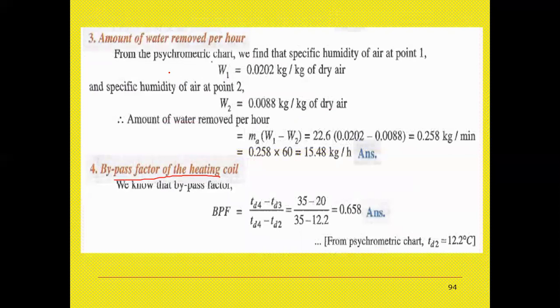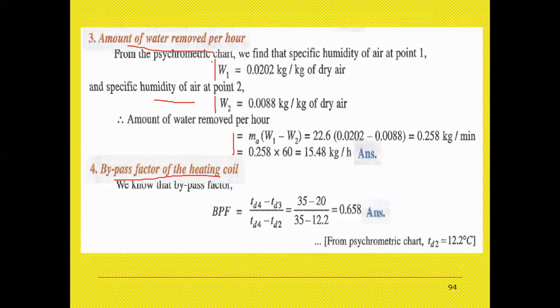Next, the amount of water removed per hour. From the psychrometric chart, at point 1, W1 is equal to 0.0202. The specific humidity at point 2, W2, is equal to 0.0088 kg per kg of dry air. Therefore, the amount of water removed per hour is equal to MA of W1 minus W2, that is 22.6 times W1 minus W2. Finally we get 0.2258 into 60, that is equal to 15.48.